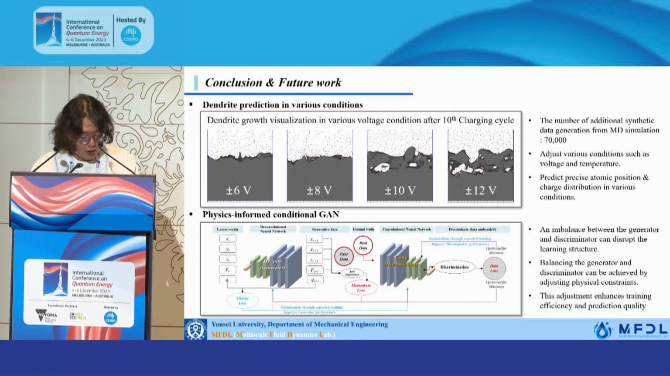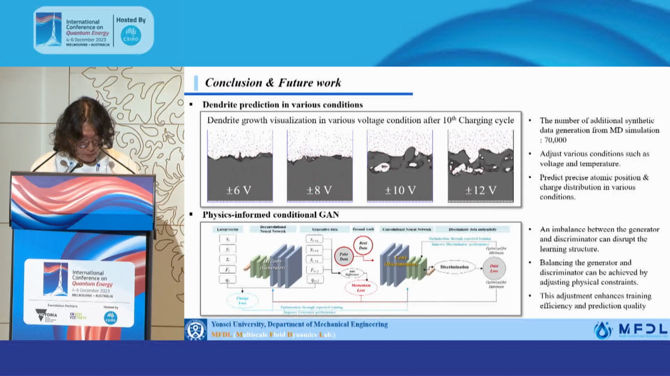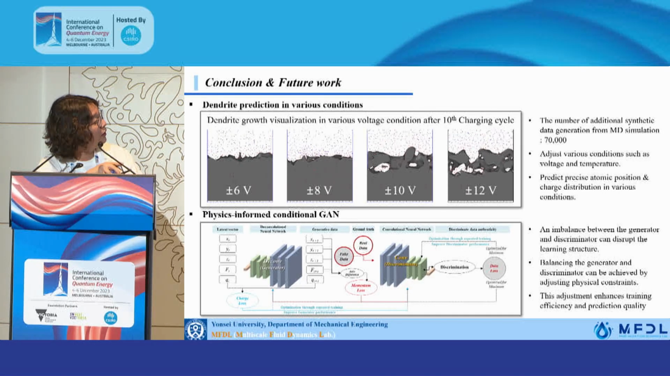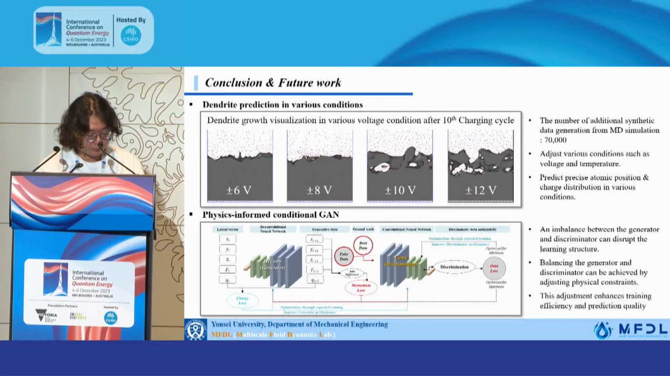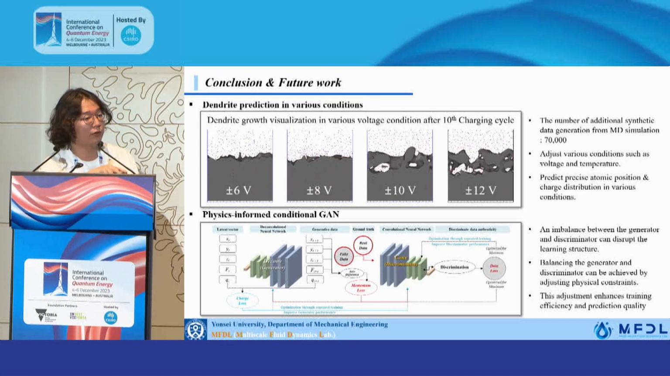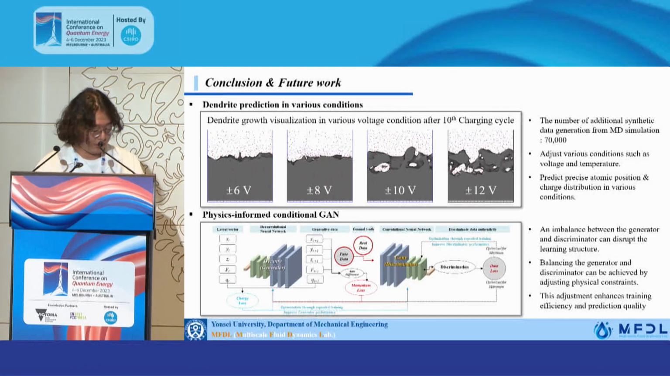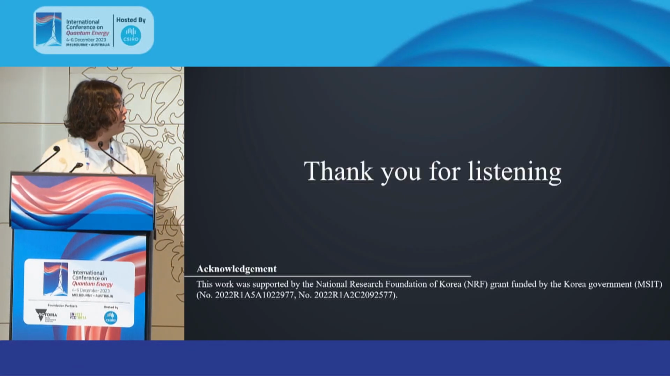And for future work, I am trying to expand the prediction domain. Now the prediction domain is only for 10 volt. I'm trying to expand it to 6 volt to 12 volt. And also, to improve the accuracy of my prediction model, I am planning to embed some information such as momentum conservation and charge conservation at the loss function level, to improve the physical consistency of the output result. So, thank you for listening.